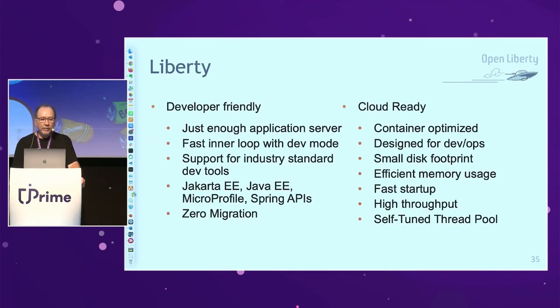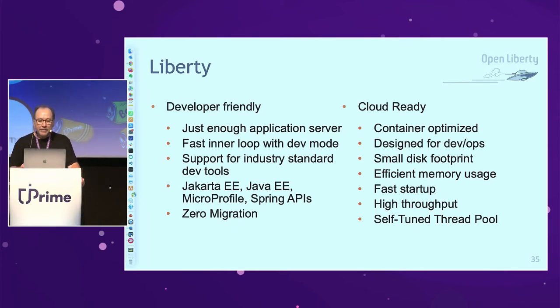So Liberty focuses on developers. It has this concept of just enough application server. So you can load everything, or you can load almost nothing, just the feature that you want. So it scales up and down very well. It has dev mode, which is where you can make changes to configuration or your code, and the server will just keep restarting and picking that up without you having to do any intervention. That's what dev mode is. It implements and supports the latest releases of the Java Enterprise, Jakarta EE, and MicroProfile APIs, and Spring. Zero migration means if you ever upgrade those APIs, no changes are made to your code.